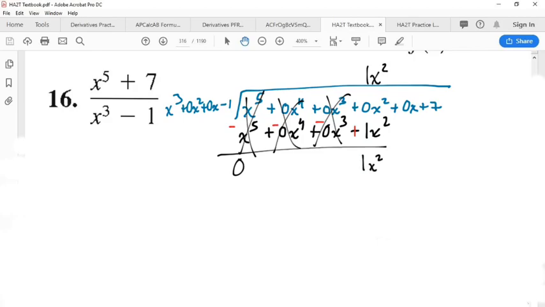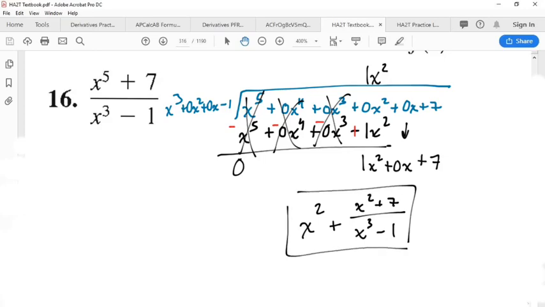And then I bring down the 0x and the 7. But there's a problem. I can't divide x squared by x to the 3rd. That would be our next job, it would be this divided by that. So this is my remainder. So my answer is x squared plus the remainder, which is x squared plus 7, divided by x to the 3rd minus 1. Nice.